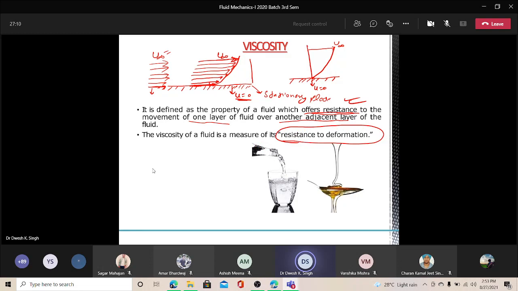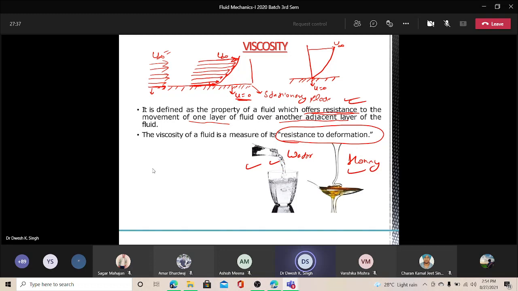It means that if a fluid has more viscosity, it will deform less. Like here we have two fluids. This is honey, and this is water. You will find that the viscosity of honey is very large, and to deform it, to use that honey, you have to tilt the bottle at a large angle in comparison to water.